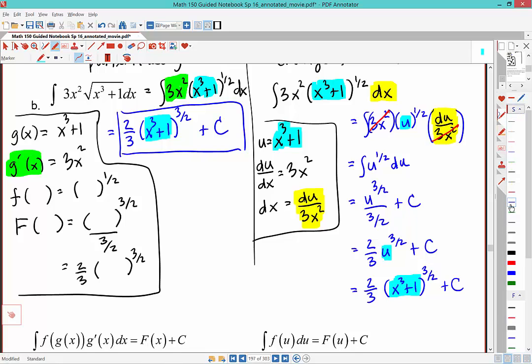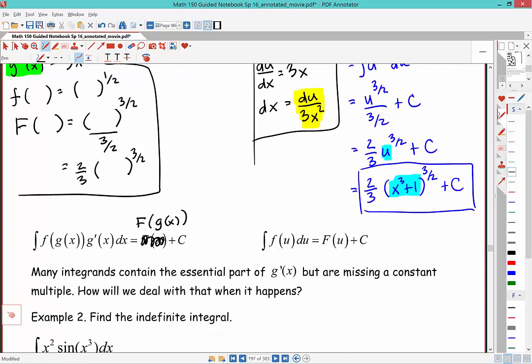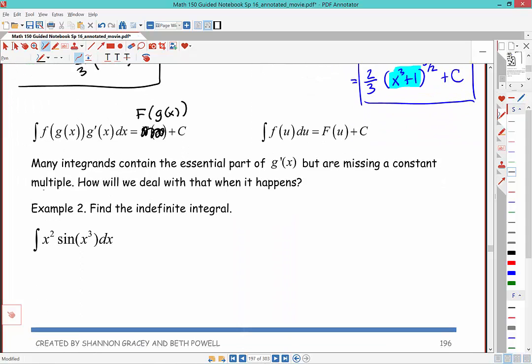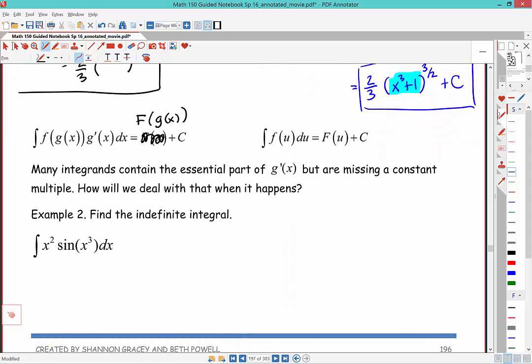Good so far? Awesome. Okay, so again, we need to make sure and change this guy. This should be capital F at g at x, and for the other one. Okay, now a lot of times you're going to have the essential part of g prime of x, and what that means, the essential part, is that you have the variable portion that you need, but you're missing the scalar or the constant multiple. So what do you do when that happens, right? So here, again, we're doing it both ways.